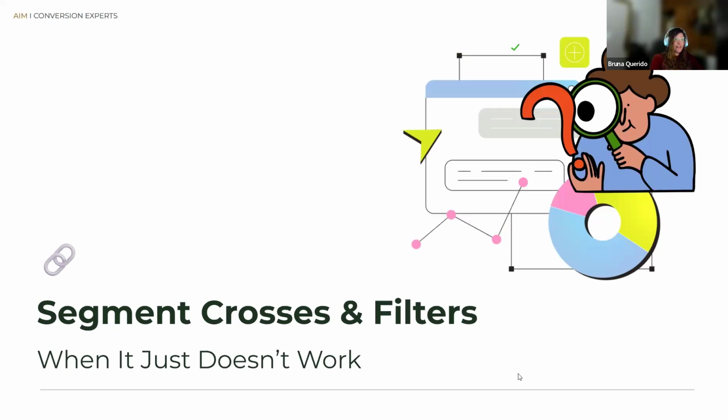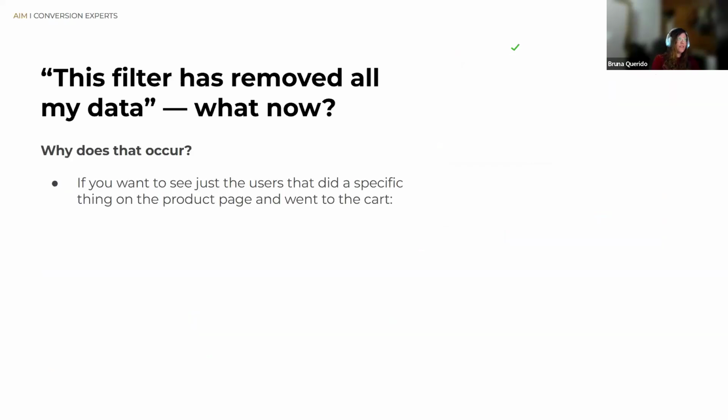So the second topic that I brought here is segment crosses and filters when it just doesn't work. So this filter has removed all my data. What now? Why does that occur? It's the first thing that you will have to ask yourself. It occurs because GA4 can't find this data with this filter.